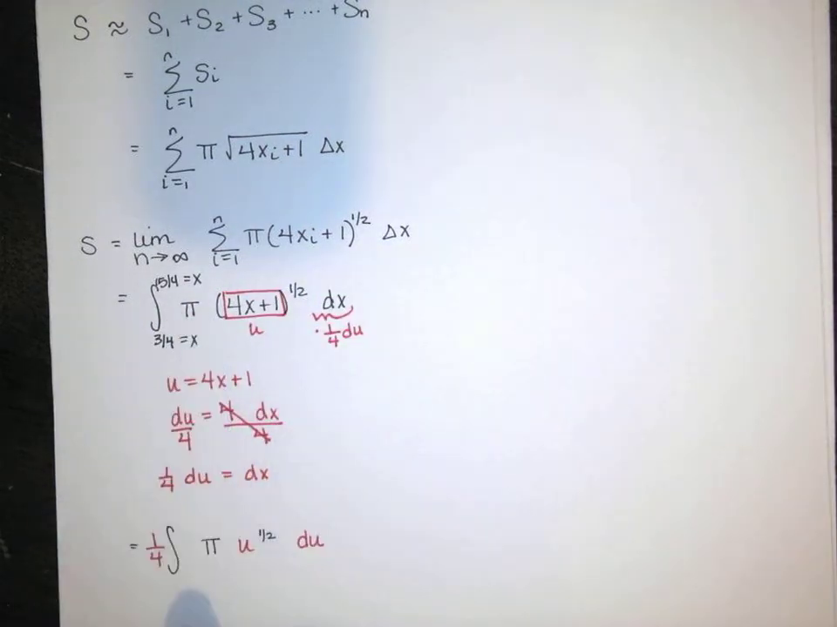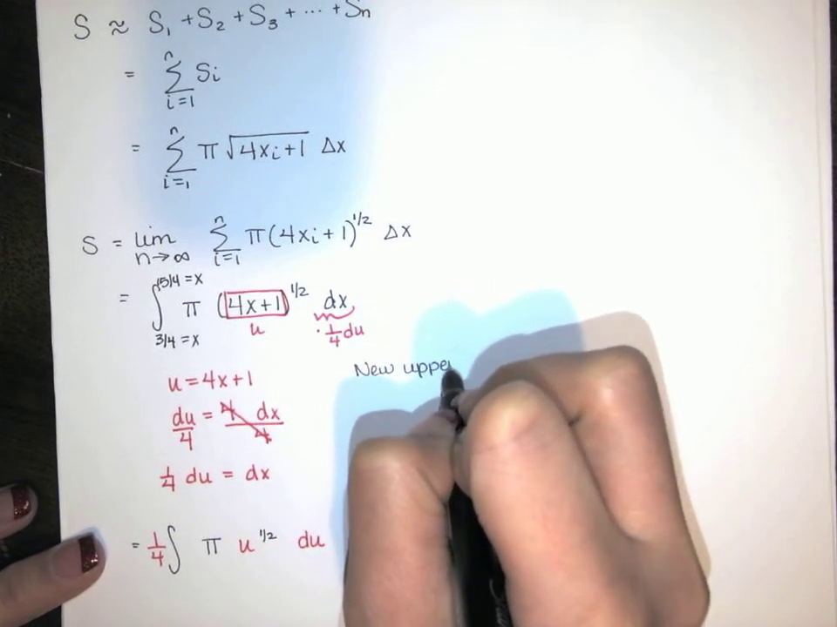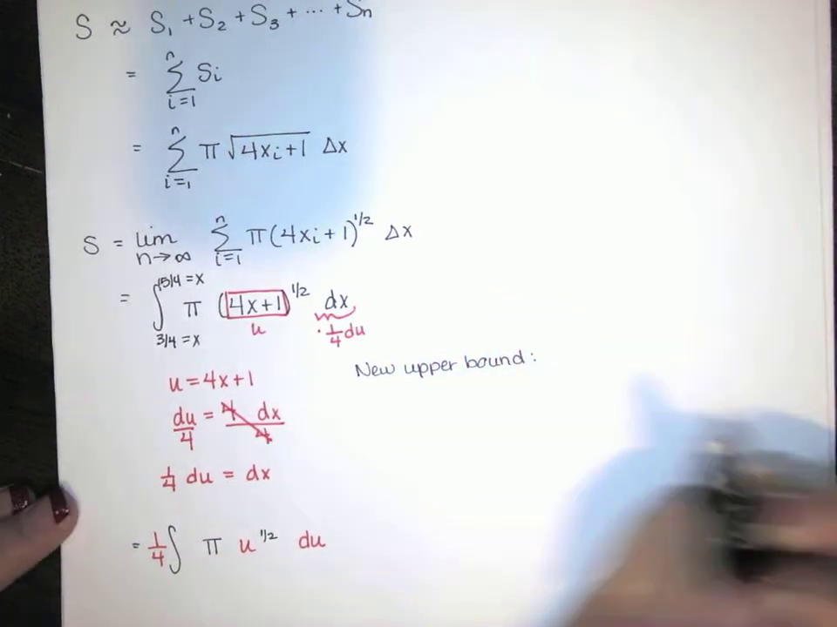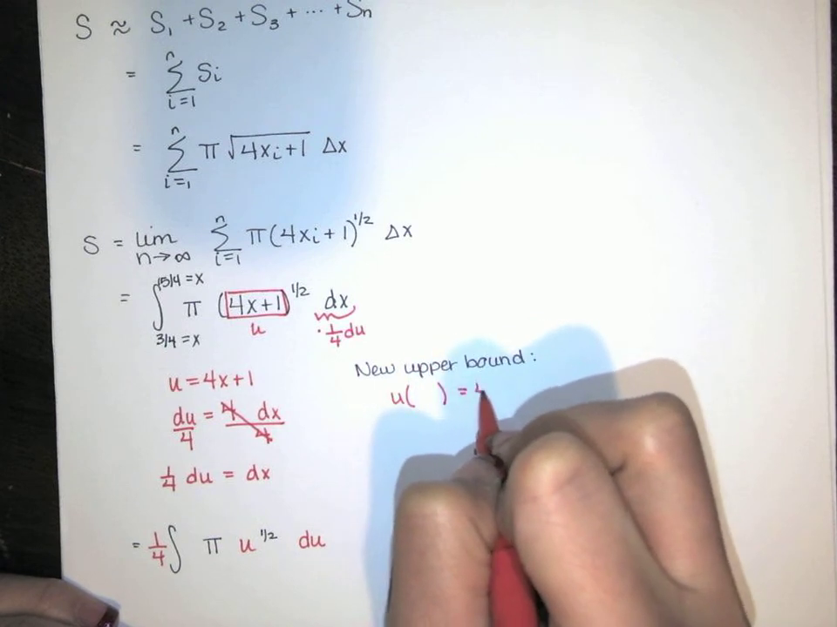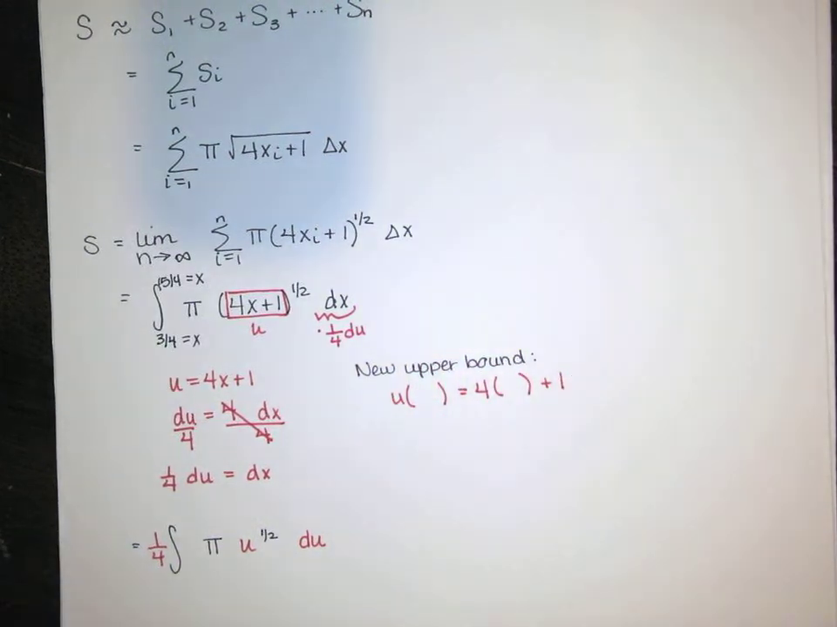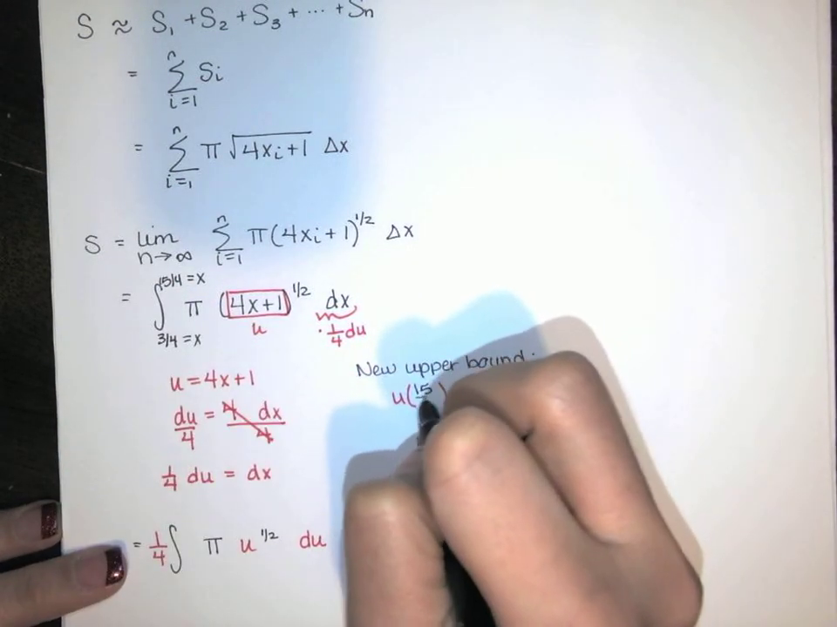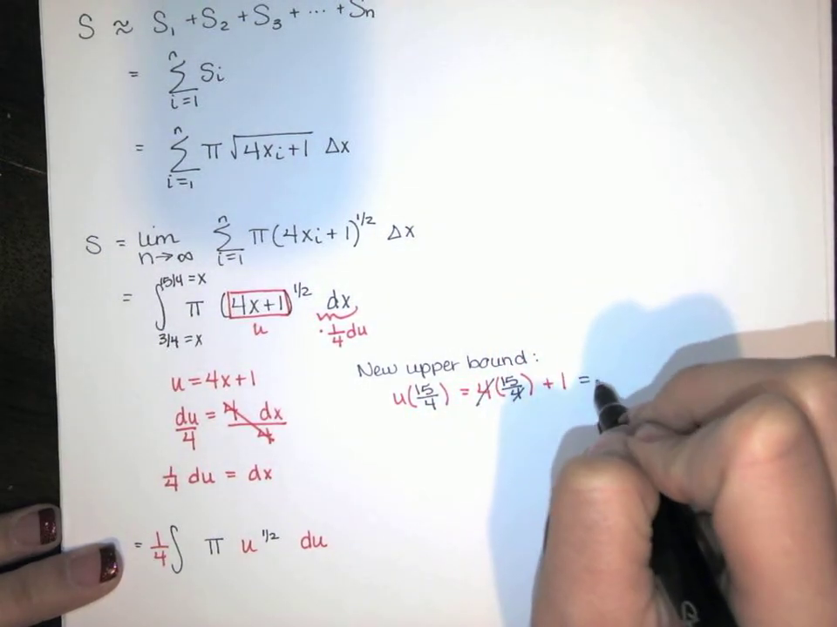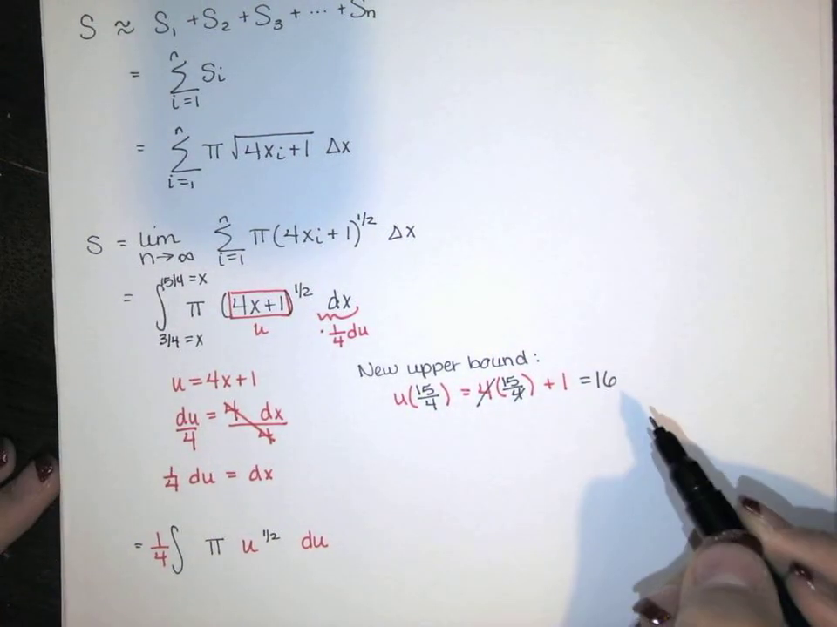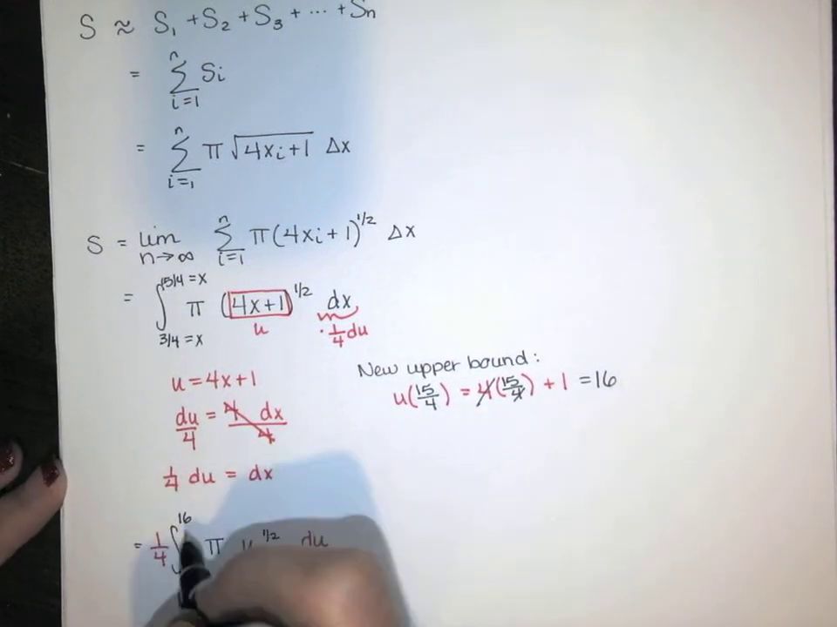Well, we need to figure out what u is when x has these values. So we're going to find new bounds. To find our new upper bound, we're going to take this formula. So I have u as a function of x. It's 4 times my x plus 1. Put parentheses, that's placeholder notation. I'm going to replace the x with 15 over 4. And the 4's reduce. 15 plus 1 is 16, that's convenient. So our new upper bound is 16. When x equals this value, u equals 16. So that's my new bound for u.